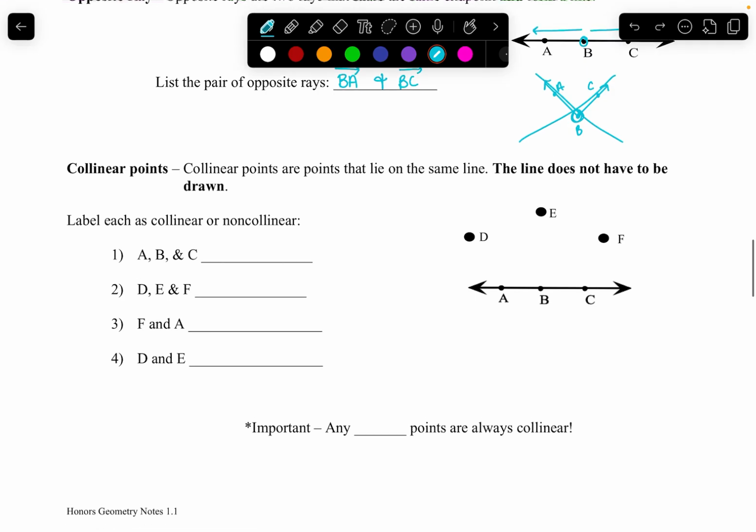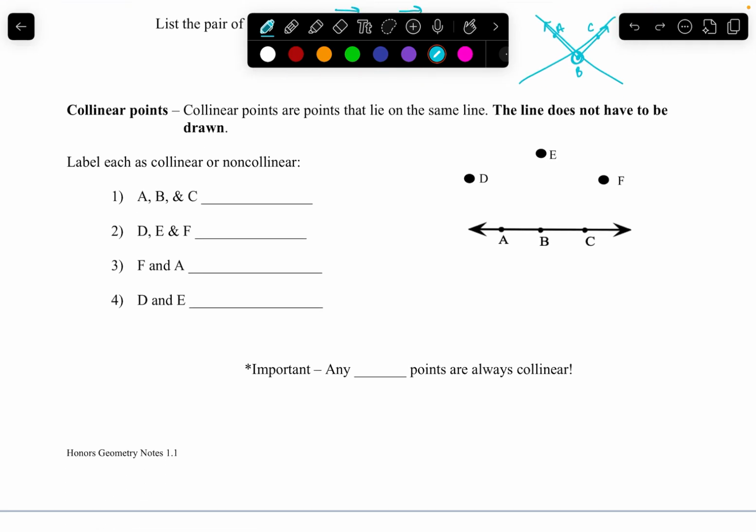All right, we're going to move down and talk about collinear points. So collinear points are points that lie on the same line. We talked about this briefly earlier. The line does not have to be drawn in order for us to say that we have collinear points. So what we're going to do is look at each of these sets of points and determine if they are collinear, that they're in a straight line, or they are non-collinear, they are not in a straight line. So if you look at points A, B, and C, hopefully you can see pretty quickly that points A, B, and C are for sure collinear. They lie in a straight line.